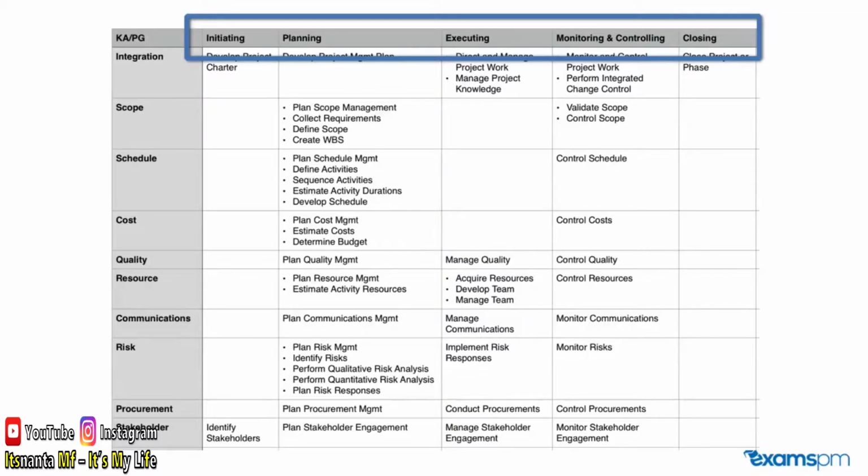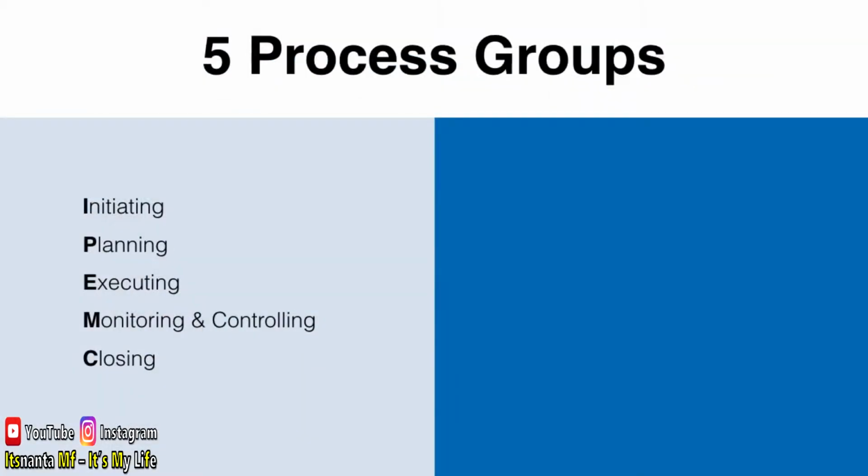So let's start with the 5 process groups. The 5 process groups are initiating, planning, executing, monitoring and controlling, and closing. So these 5 process groups actually tell you sort of the timeline of when the processes happen. So the stages of the project, if you will. So your project first starts initiating, and once it's been initiated, you move into planning. And once you finish planning the tasks that you're going to do, then you're going to execute them. So this is when you're actually going to do the task.